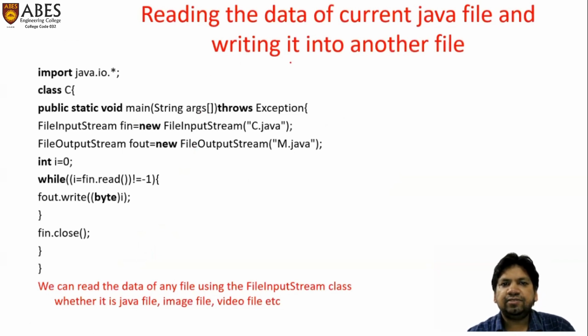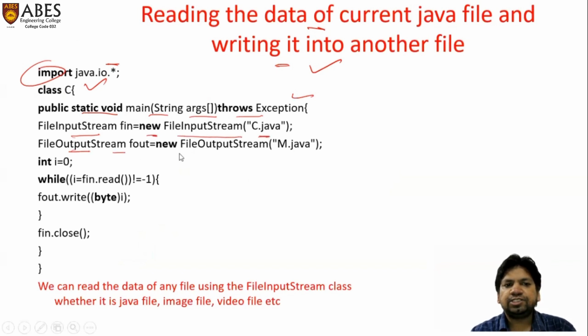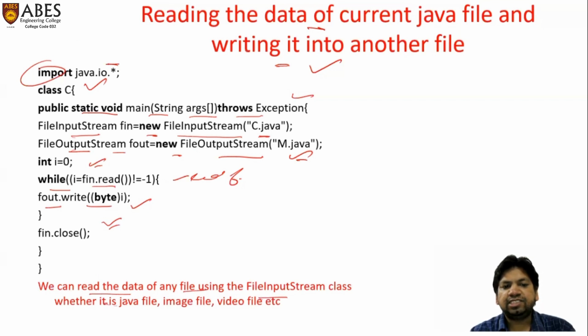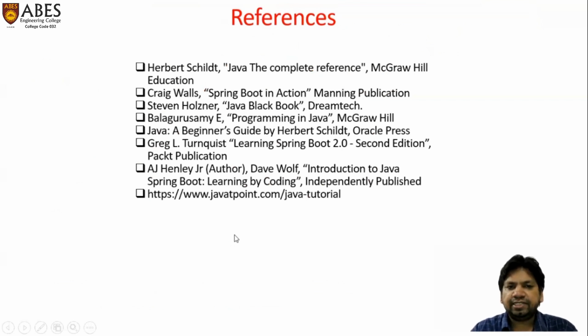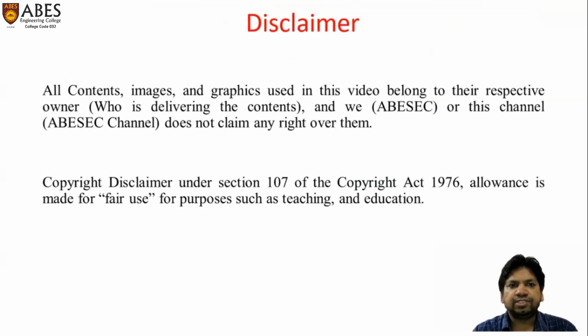Reading the data of the current Java file and writing it into another file. Same import java.io, class C, public static void main(String args[]) throws Exception. FileInputStream fin = new FileInputStream("C.java"). FileOutputStream fout = new FileOutputStream("M.java"). int i = 0; while ((i = fin.read()) != -1), the end of the file. fout.write(i) writes the byte, and fin.close(). We can read the data of any file with file input stream, whether a Java file, image, video file, etc. You can take these references for some more information.